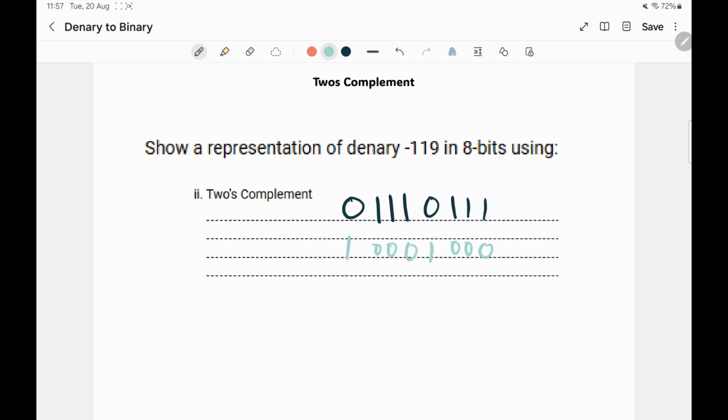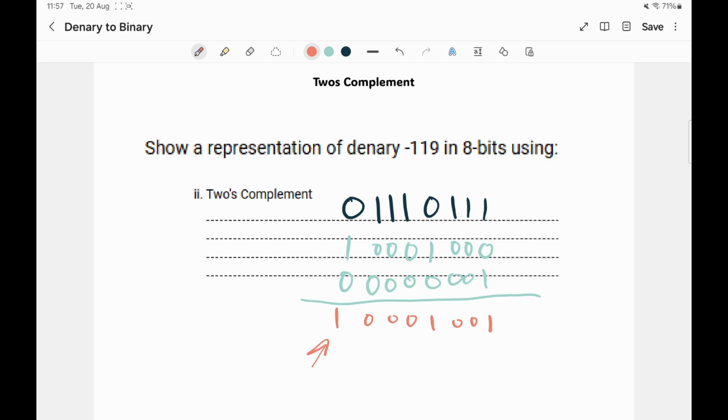Now all you do is binary add 1 like that. So our final answer would be 10001001. And that is our answer. And we know it's a negative number because we're starting with a 1. That is a 2's complement version of 119.